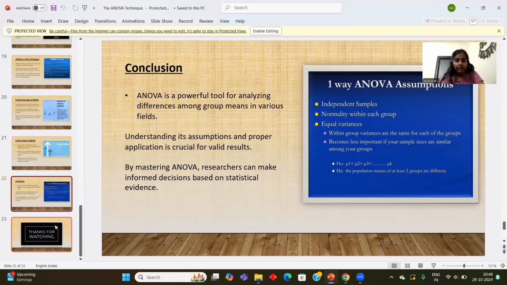Conclusion. ANOVA is a powerful tool for analyzing differences among group means in various fields. Understanding its assumptions and proper application is crucial for valid results. By mastering ANOVA, researchers can make informed decisions based on statistical evidence.